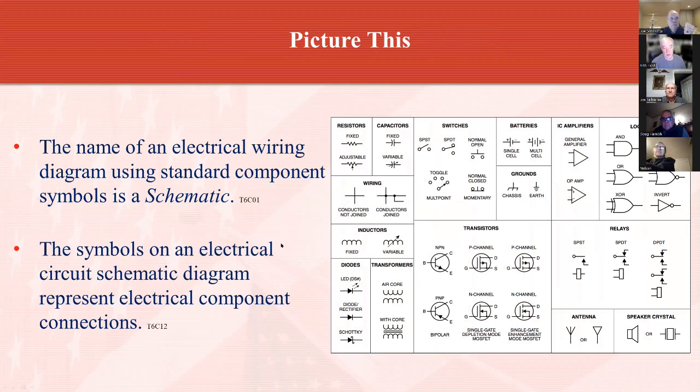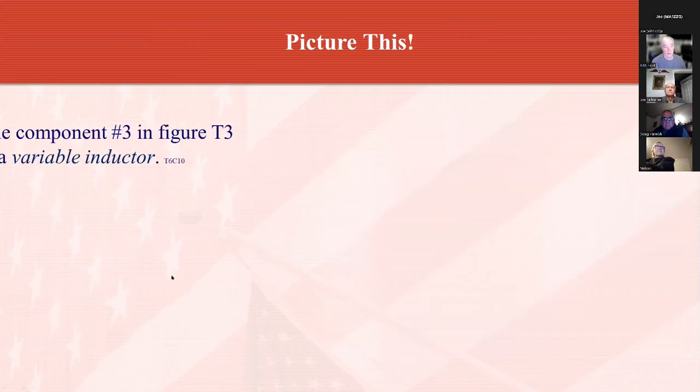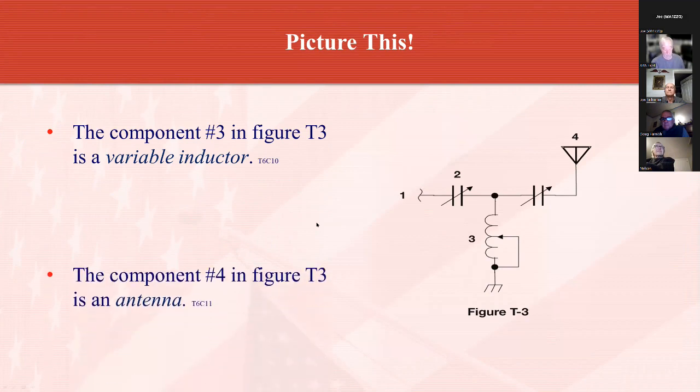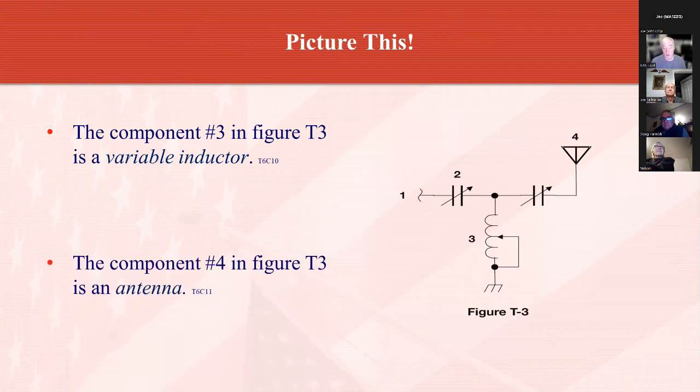The symbols on an electrical circuit schematic diagram represent electrical component connections. So, for example, component number 3 in figure T3 is a variable inductor. The component number 4 in that same figure is an antenna. And I guess you can sort of make an antenna out of that, but you'll get used to it. You'll know what these are as you run into them in the future.